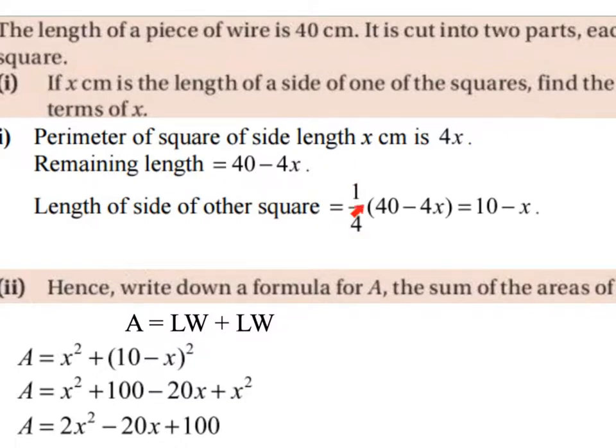So a quarter times 40 minus 4x is going to be 10 minus x. Or you could have just divided this by 4. So 10 minus x is going to be the length of one of the sides of the other square. And all the sides, the 4 sides of the other square, will also be 10 minus x.